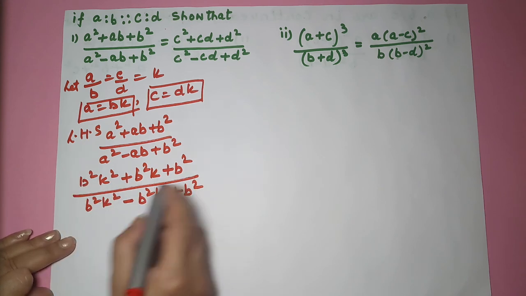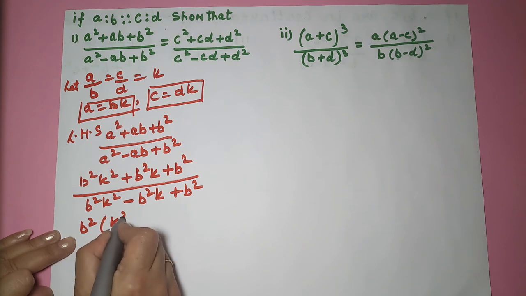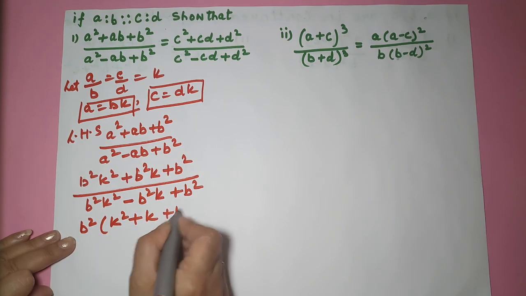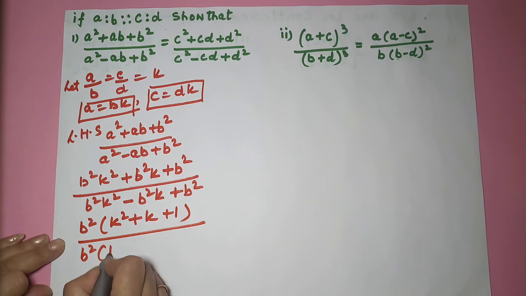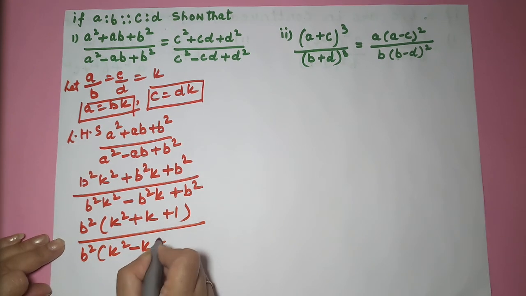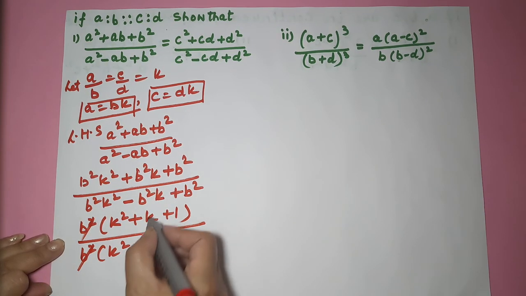In the numerator you can take b² common. Fine, what are you getting inside? k² plus k plus 1. In the denominator you can also take b² common. So you got k² minus k plus 1. So b² and b² will go and you are left with this.